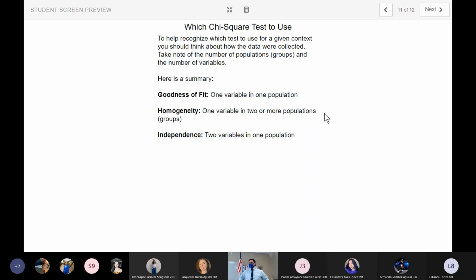We have 3 of them that we've seen in this chapter. To help recognize which test to use for a given context, you should think about how the data were collected. Take note of the number of populations or groups and the number of variables. Here's a quick summary.